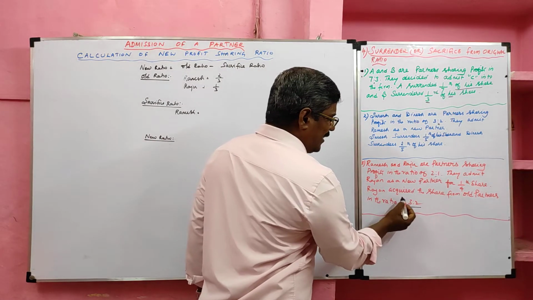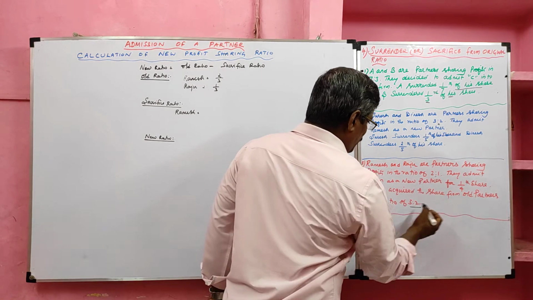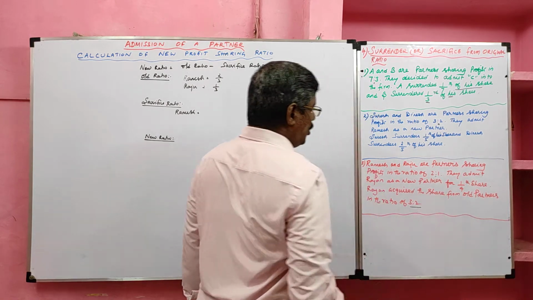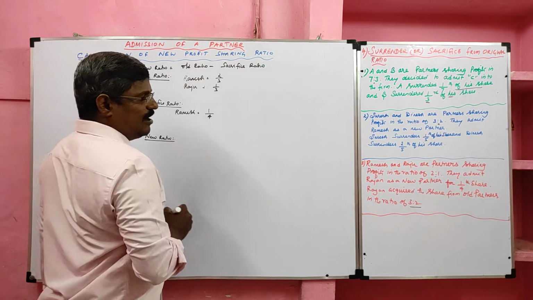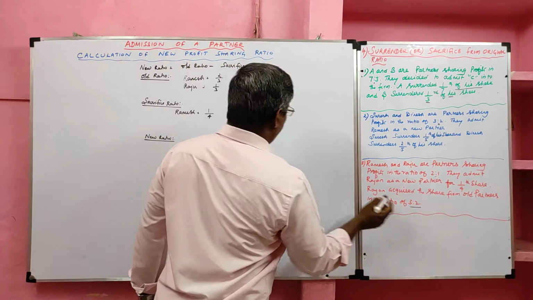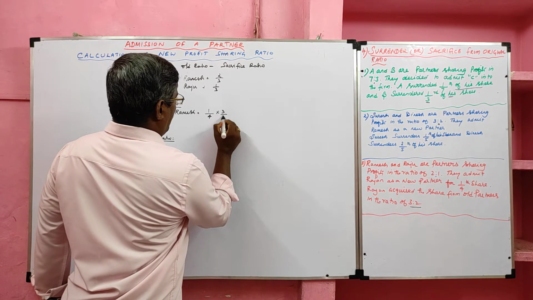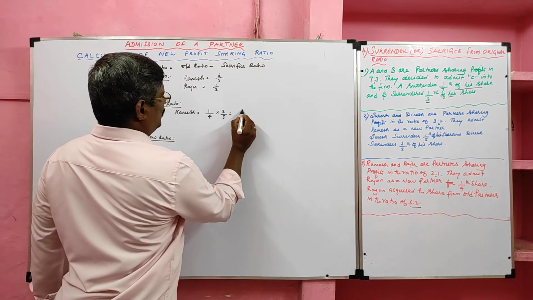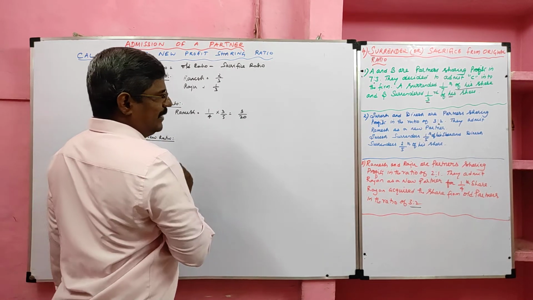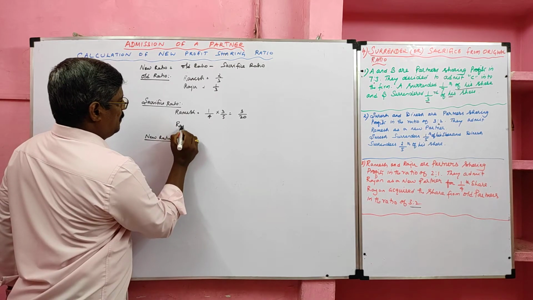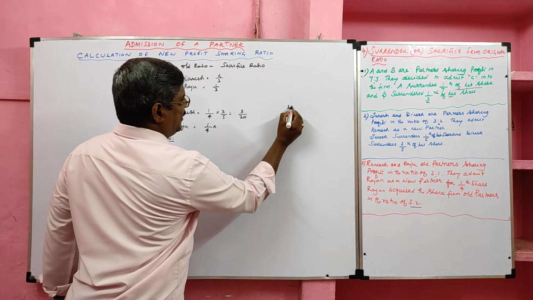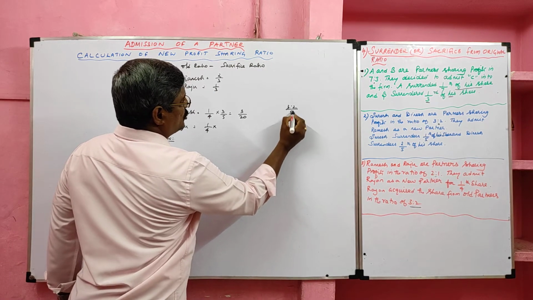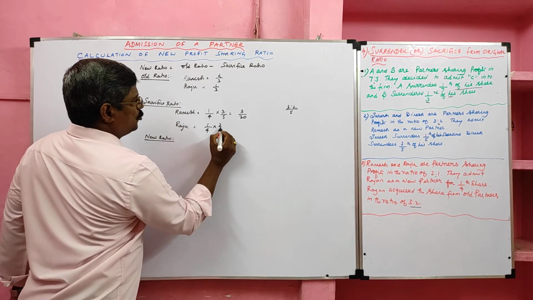The new partner is acquiring the share from old partners in 3:2. So new partner's share is how much? 1/4, of which 3/5 is given by Ramesh. So 3/20. Then likewise Raju: the new partner's share is 1/4, of which they are sharing in 3:2. So 3/5, 2/5. So 2/5.